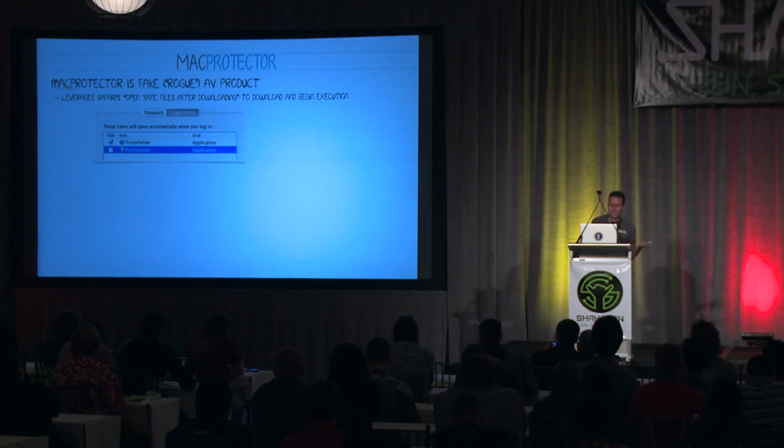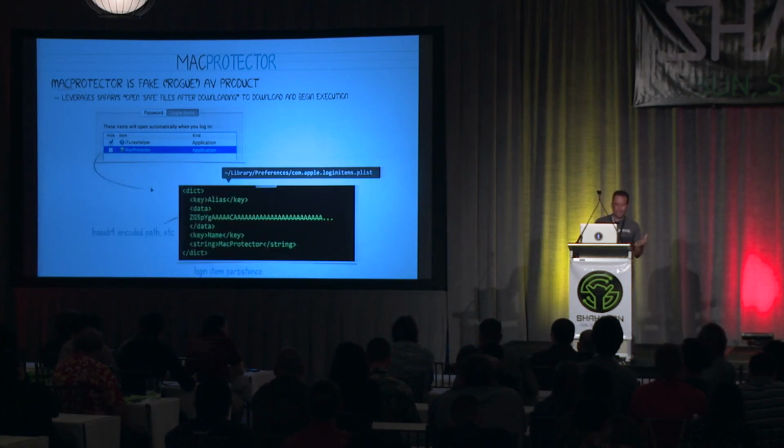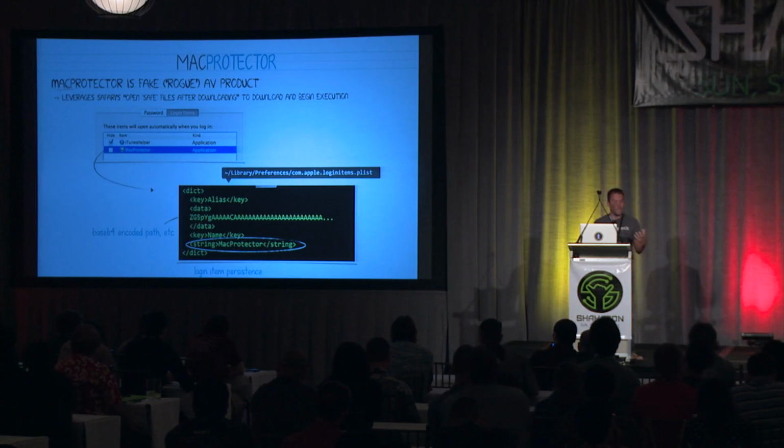So here we can see it persisting as a login item. And then again, if we dump the plist where these login items are stored, we can see the name, and then there's that base64 encoded data that, if you decode it, will contain the path to the Mac Protector malicious binary.